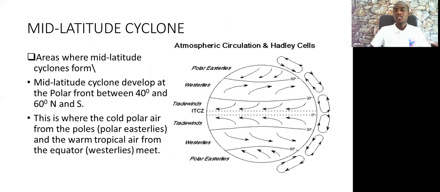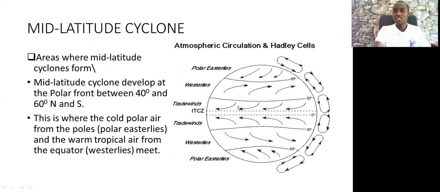So, the area where mid-latitude cyclones form. They form on what is called a polar front between 40 and 90 degrees north and south. Okay, so this is where you normally see them form. Here we have polar easterlies, and we have westerlies. These are warm westerlies because they are coming from the equator.